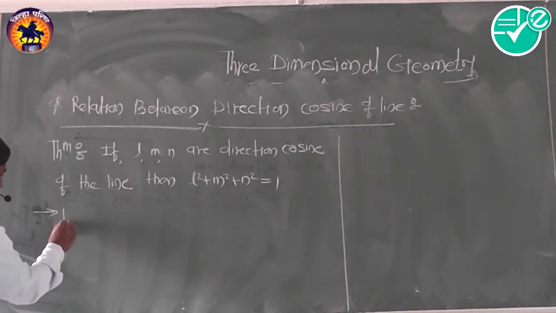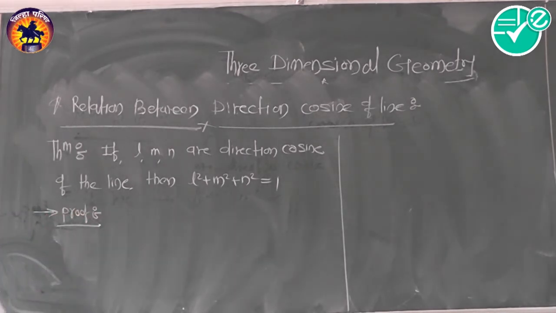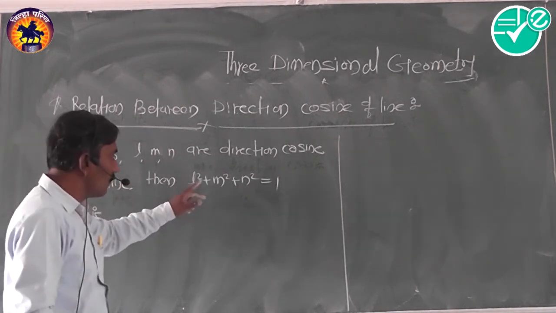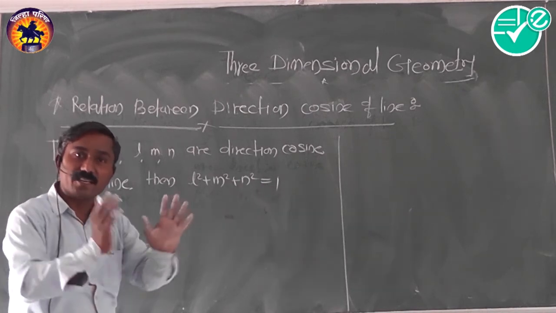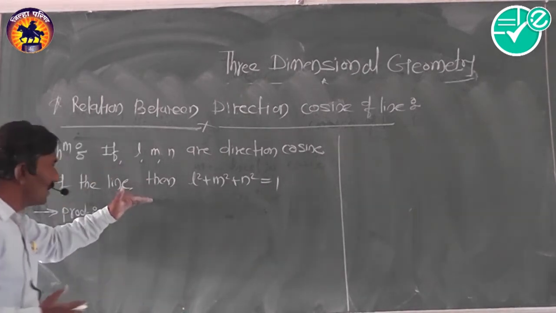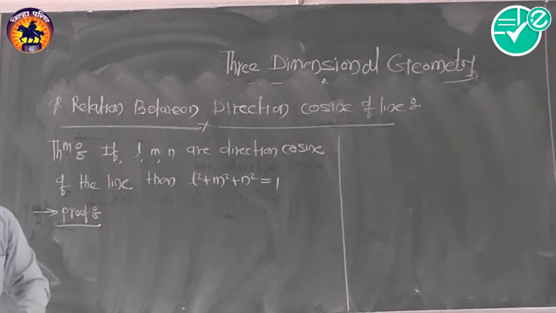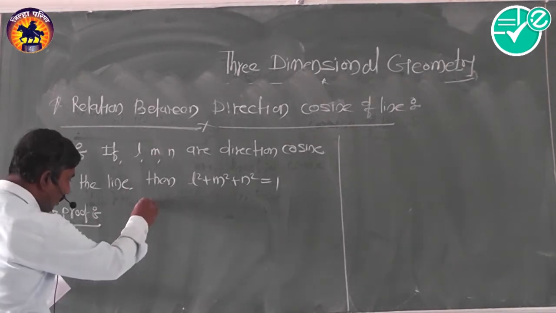From this theorem, we are clear that the relation between direction cosines is L square plus M square plus N square is equal to 1. This is the relation between direction cosines of the line. But how is it? We can see from this theorem how it is. So the proof of that theorem is very important to us. Everybody should know this proof. So first we draw the figure of that.